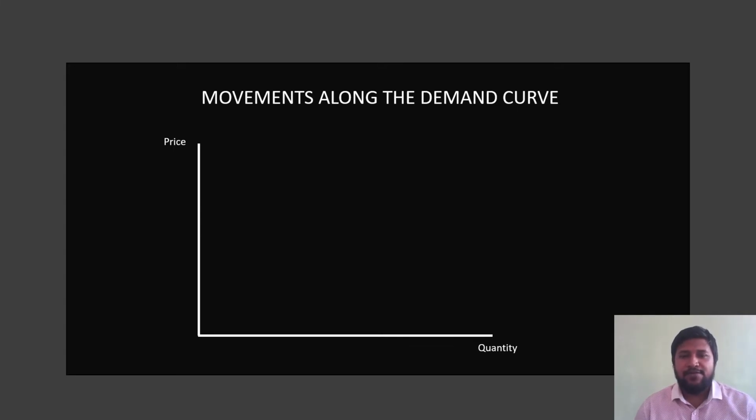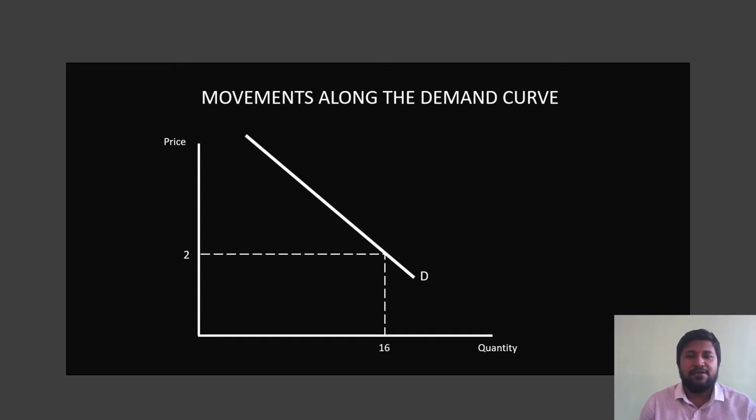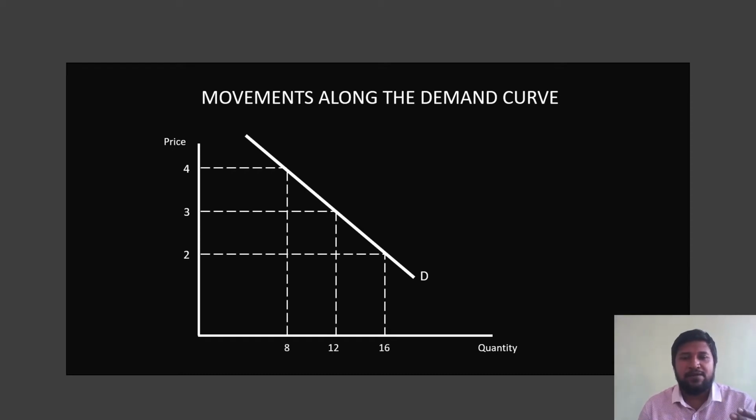In the case of the other type, under movement along the demand curve, again we have a downward sloping demand curve from left to right. And for example, you can see when the price is 2, the quantity demanded is 16. And when the price moves from 2 to 3, that means when the price increases from 2 to 3, the quantity demanded falls from 16 to 12.